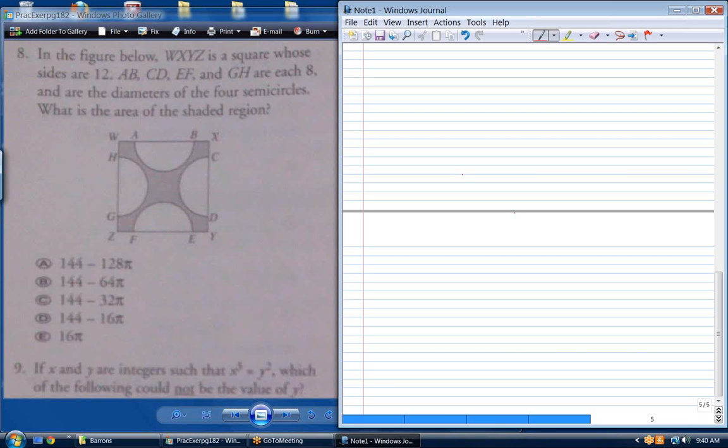Well, from the outside, not from the shaded, because I don't have any way of figuring out these shaded areas. Those are very unusual looking shapes. We don't have the geometry to figure that out directly. However, if we take the outside square, which we know how to do very easily, and we subtract out these 4 semicircles, we will be left with the shaded area. Okay. So what's the area of the outside square? Both sides are 12, so it's going to be 144, the area.